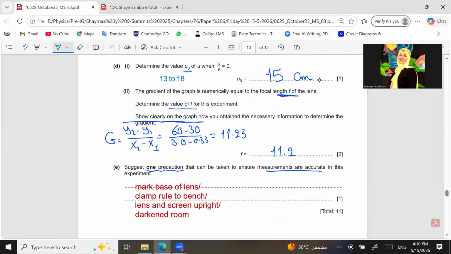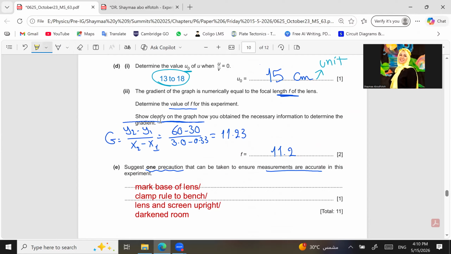So I wrote 15 centimeter. Don't forget to write the unit, because the unit is not written. The accepted value is from 13 to 18. After that, he said the gradient of the graph is numerically equal to the focal length. Determine the value of the focal length of this experiment. Show clearly on the graph how you obtain the necessary information to determine the gradient.